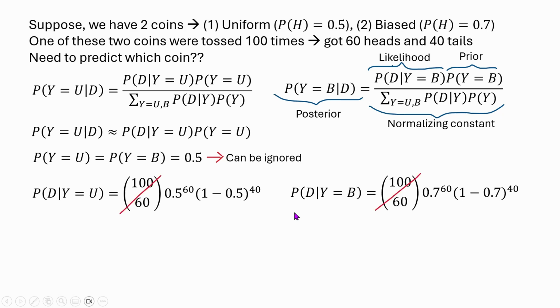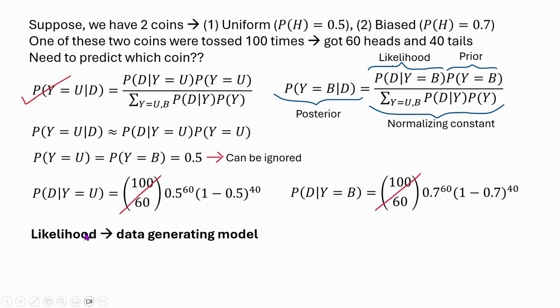Fine. Now, this combinatorics term, we don't really need it because it's the same in both cases. As I said before, since we're comparing, we don't need the same things. So we can just calculate this one and this one, and we are going to see that this value right here is bigger. Since this value is bigger, this is basically our class. So we can say that the coin was actually uniform, right? The data was generated from a uniform coin and not the biased coin.